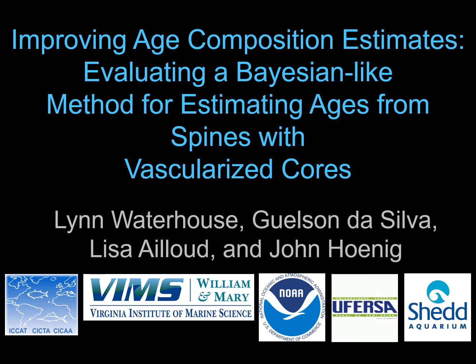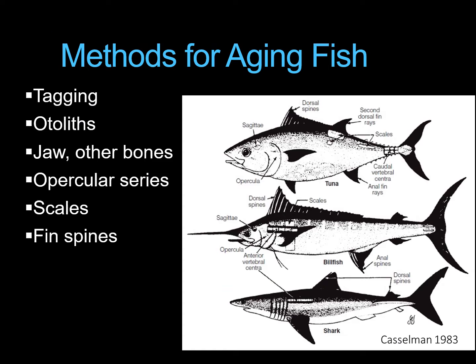My name is Lynn Waterhouse, and I will be presenting Improving Age Composition Estimates, Evaluating a Bayesian-like Method for Estimating Ages from Spines with Vascularized Cores. This is work that I did with Guelson da Silva of UFRSA, Lisa Ayoud, formerly of AOTTP and now with NOAA, and John Honig from VIMS.